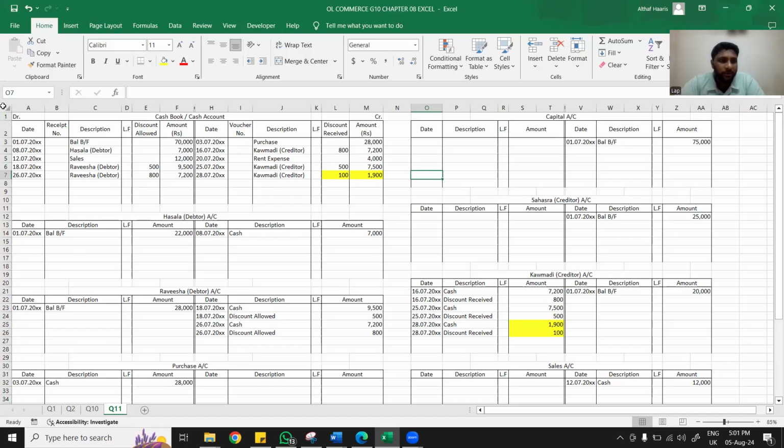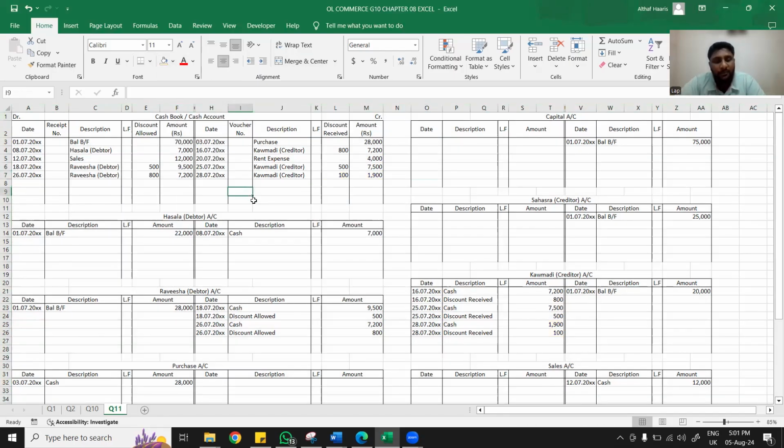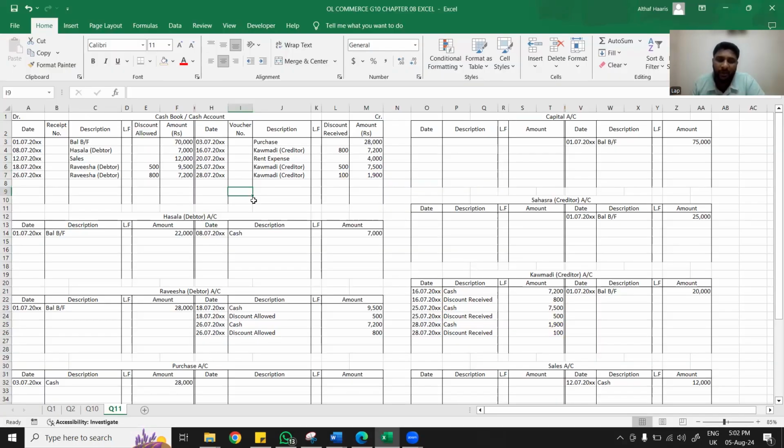Okay. So we are done with that one as well. Then we are done with everything. So next what they are telling is, write up the cash book with the discount column and balance off. So they're asking us to balance off the cash book only. So we'll balance off the cash book.